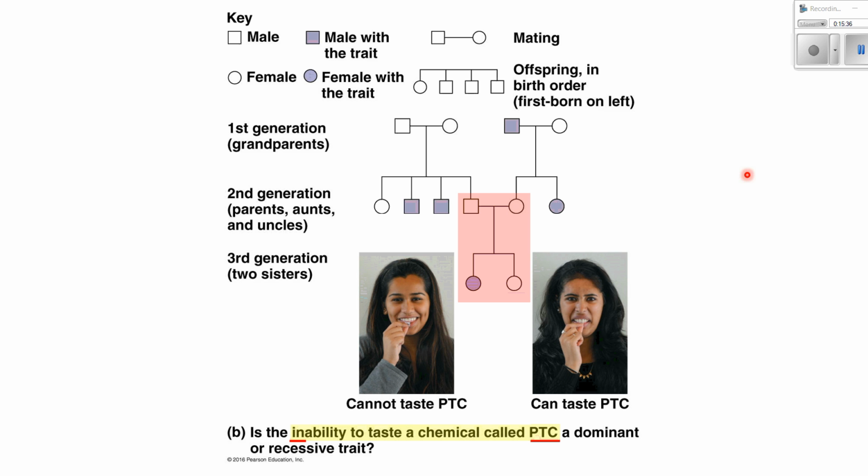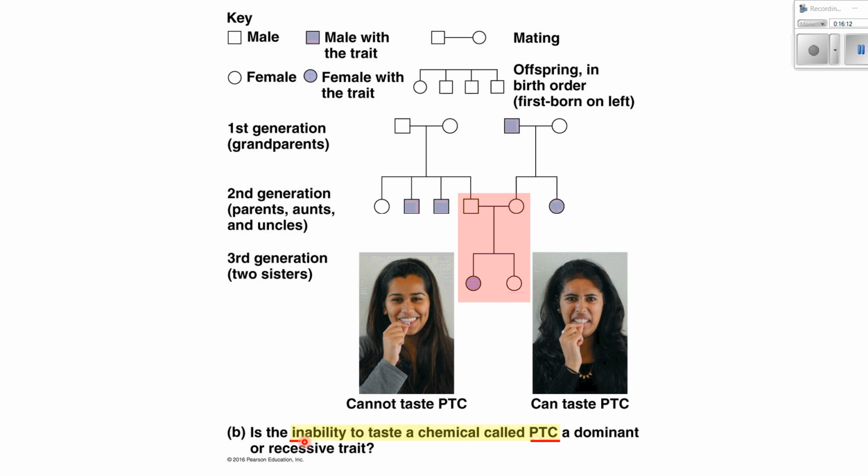Okay, let's take a look at another example from the textbook. Most of you will remember doing a PTC tasting test in my class. If you're a face-to-face student, we did this back before Christmas, and we determined everyone's phenotype, whether they could taste PTC or not. And here we're looking at 3 generations of a family. Looks like it's those same 2 sisters. And so we're tracking whether or not the folks could taste PTC.